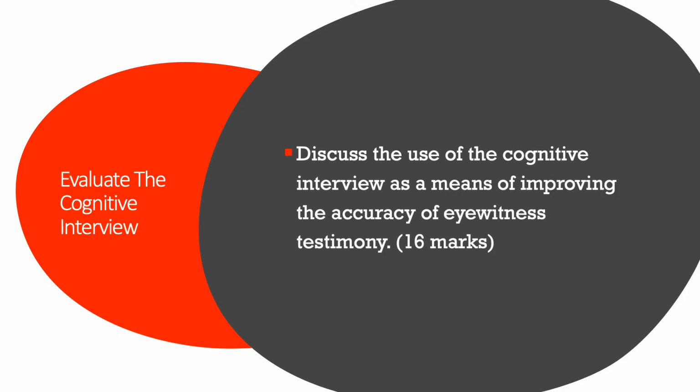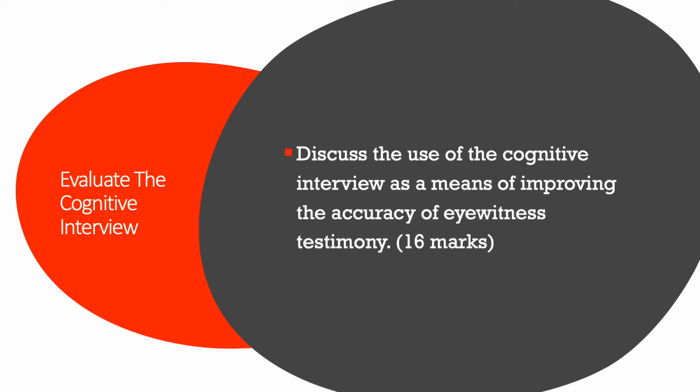This is the sort of question that you could get asked. Discuss the use of cognitive interview as a means of improving the accuracy of eyewitness testimony. So we're going to talk about the A03 part of that in a second. And just a quick reminder, for a 16 marker you need 6 A01 points and 10 A03 points, so 5 PEELs. And for the A01, for this question, you'd talk about each of the 4 stages of the cognitive interview.